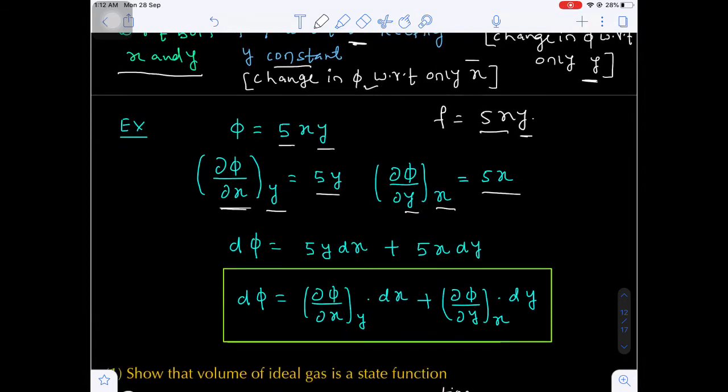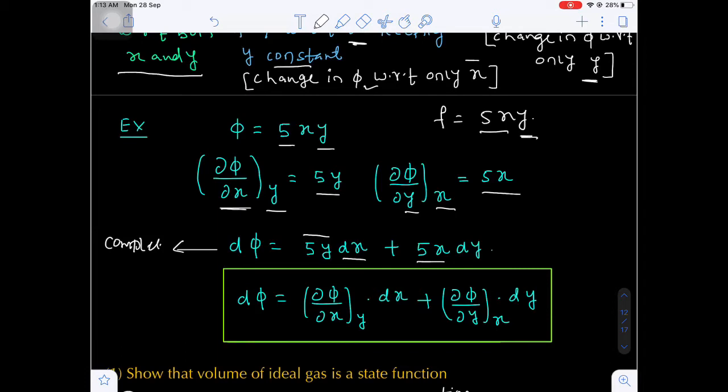Now it is complete differentiation. d phi is nothing but what? Now we know the uv differentiation: u into v dash plus v into u dash. First I am taking phi y constant and differentiating only x, that's why I am writing dx, plus now I am taking phi x constant and differentiating only y, that's why I am writing dy.